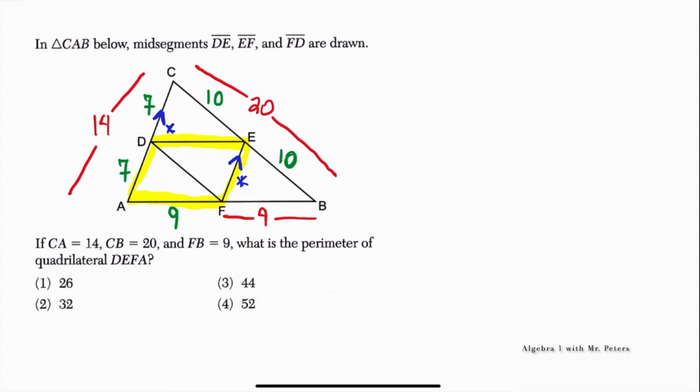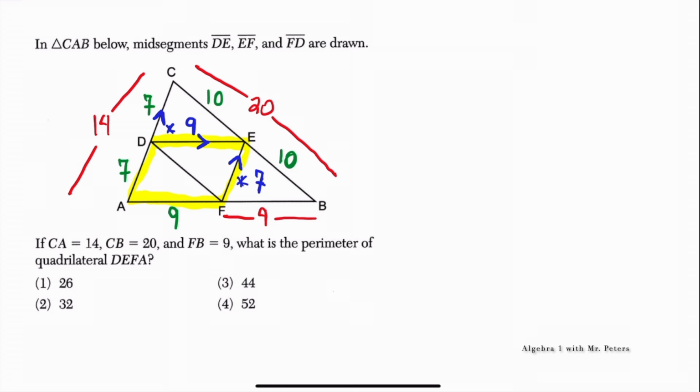So if it's parallel, that means it's half the distance, which is going to be 7. Same thing with midsegment DE. Midsegment DE, right, is going to be half of AB. So that means this is also going to be 9.